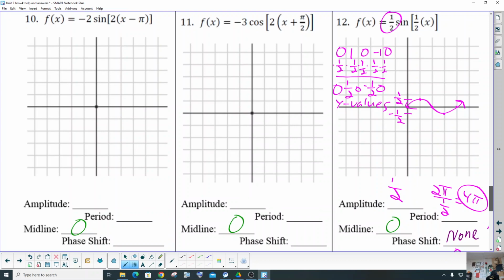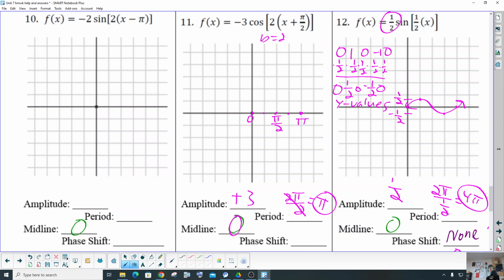Let's take another one that's upside down, like number 11, for example. Remember, our amplitude is always positive. Midline 0. Period: our b value is 2, so that's 2 pi over 2, which is just pi for our period. Then we do our 5 magical dots, going from 0 to pi, and we cut that in half and get pi over 2.